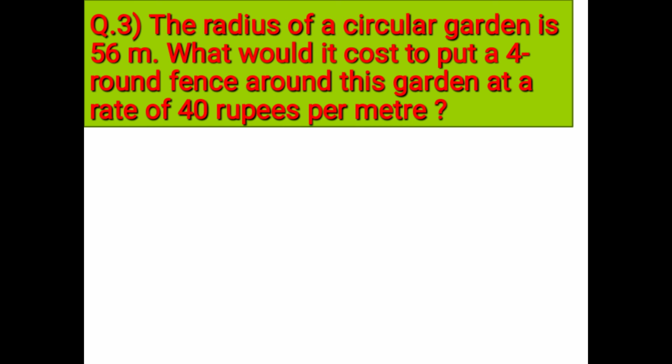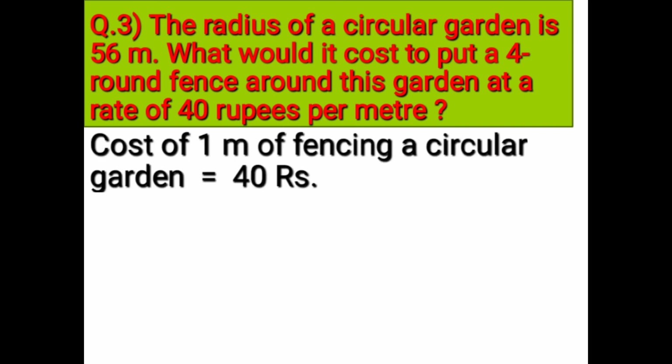So the next statement: the cost of 1 meter of fencing a circular garden is 40 rupees per meter, which means 1 meter. Cost of 1 meter of fencing a circular garden is 40 rupees, given. Now the answer you got for the length of 4 rounds of fencing a circular garden is 1408 meters. You have to find its cost.